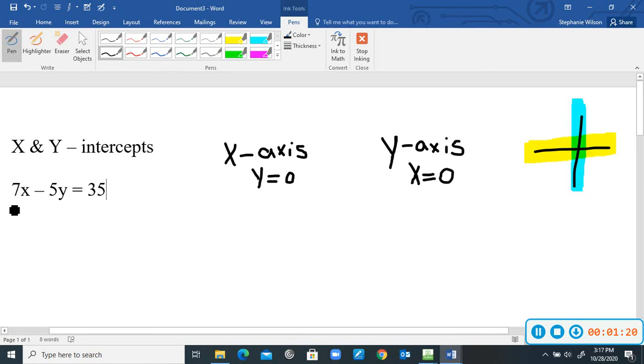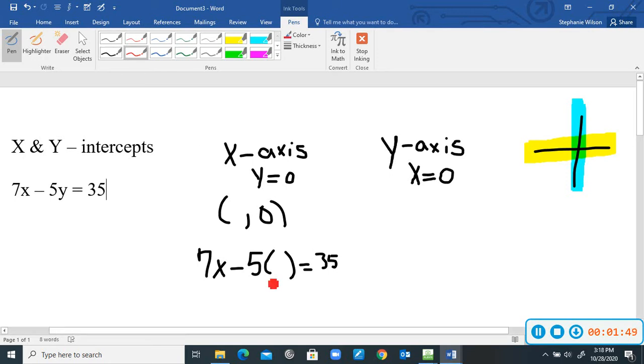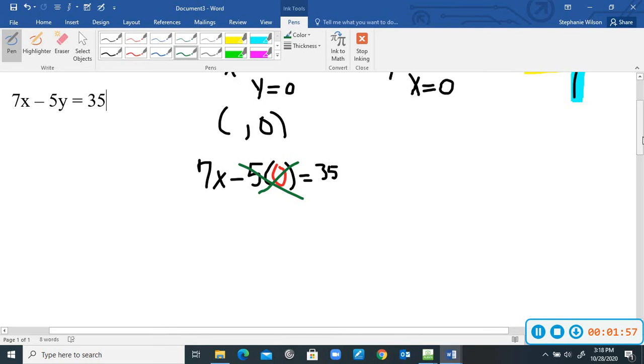So what we need to do is take these equations and solve for it so we know where to plot the x and y intercept. So I know that I'm going to have an ordered pair of some number for x, 0 for y, and I need to figure out what x is. So I'm going to take the equation, and where I see y, I will plug in 0. Alright, so let's plug in 0 for y. Well, 0 times 5 is 0, right? And it goes away. And now I'm left with 7x equals 35.